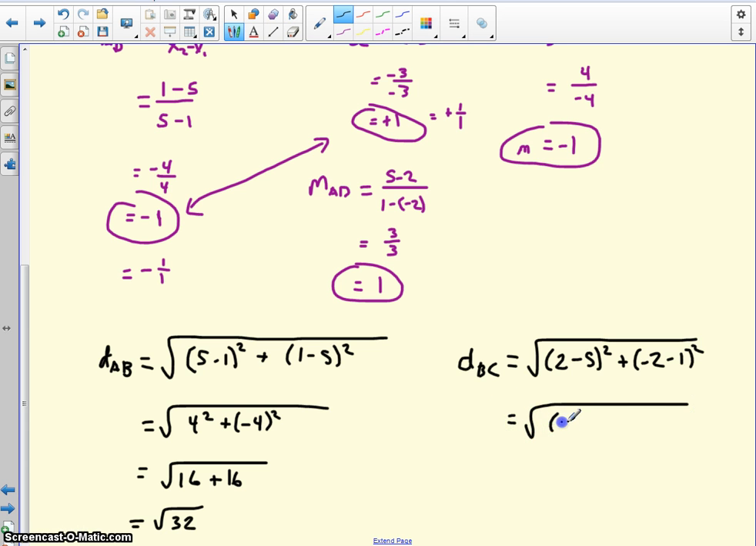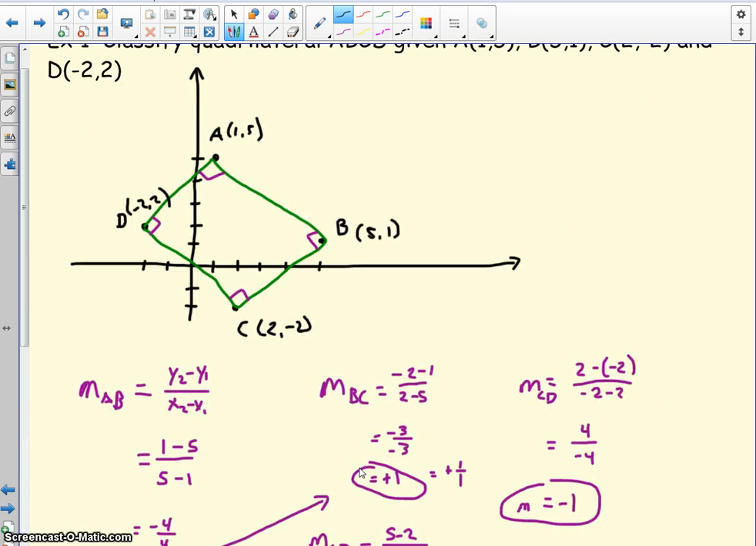So 2 minus 5 is negative 3. Negative 2 minus 1 is also negative 3. So square each of these, you get 9 each time. 9 plus 9 is 18. So what I can see here is that these two lengths are not the same. One is the square root of 32 units, one is root 18 units. So this is not actually a square, it's just going to be a rectangle.